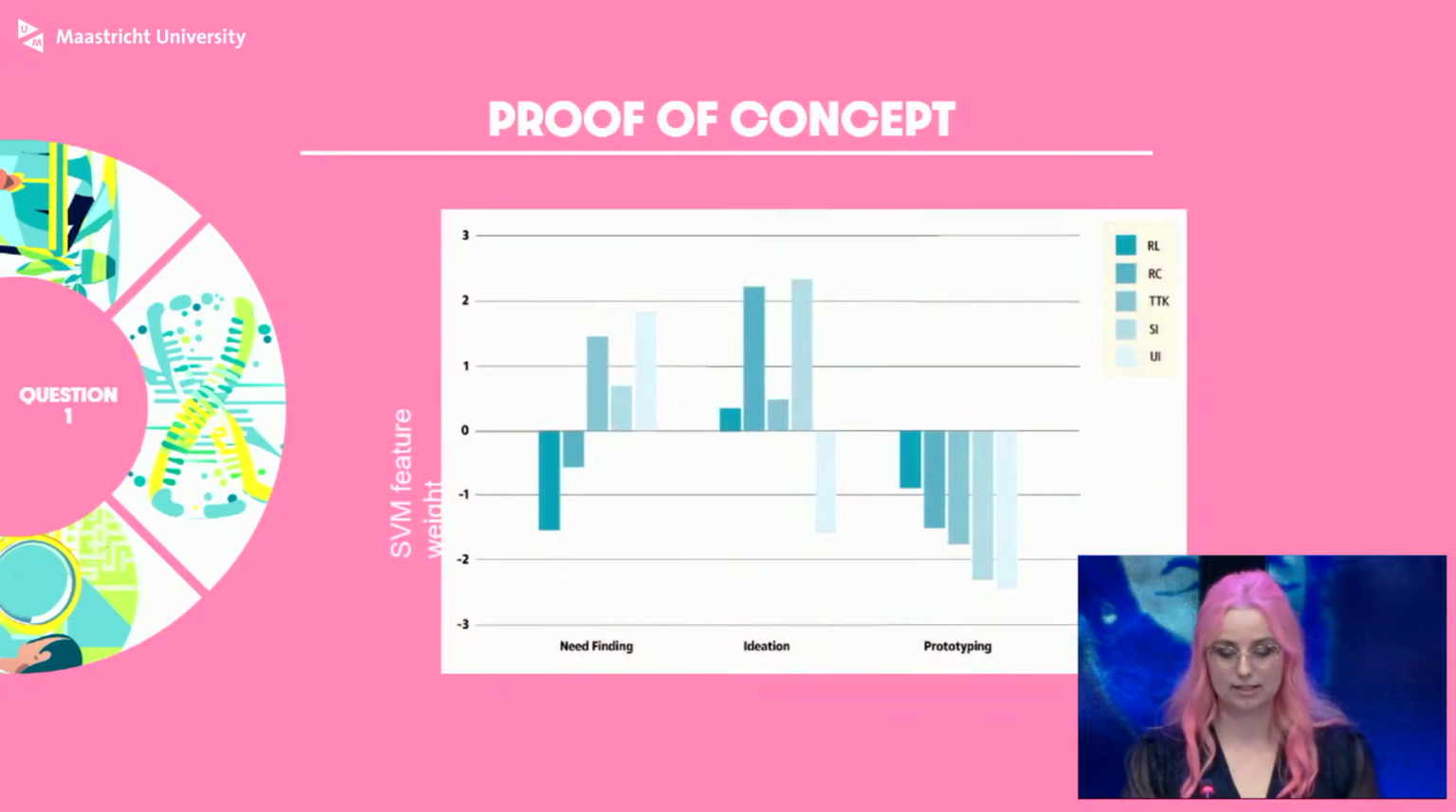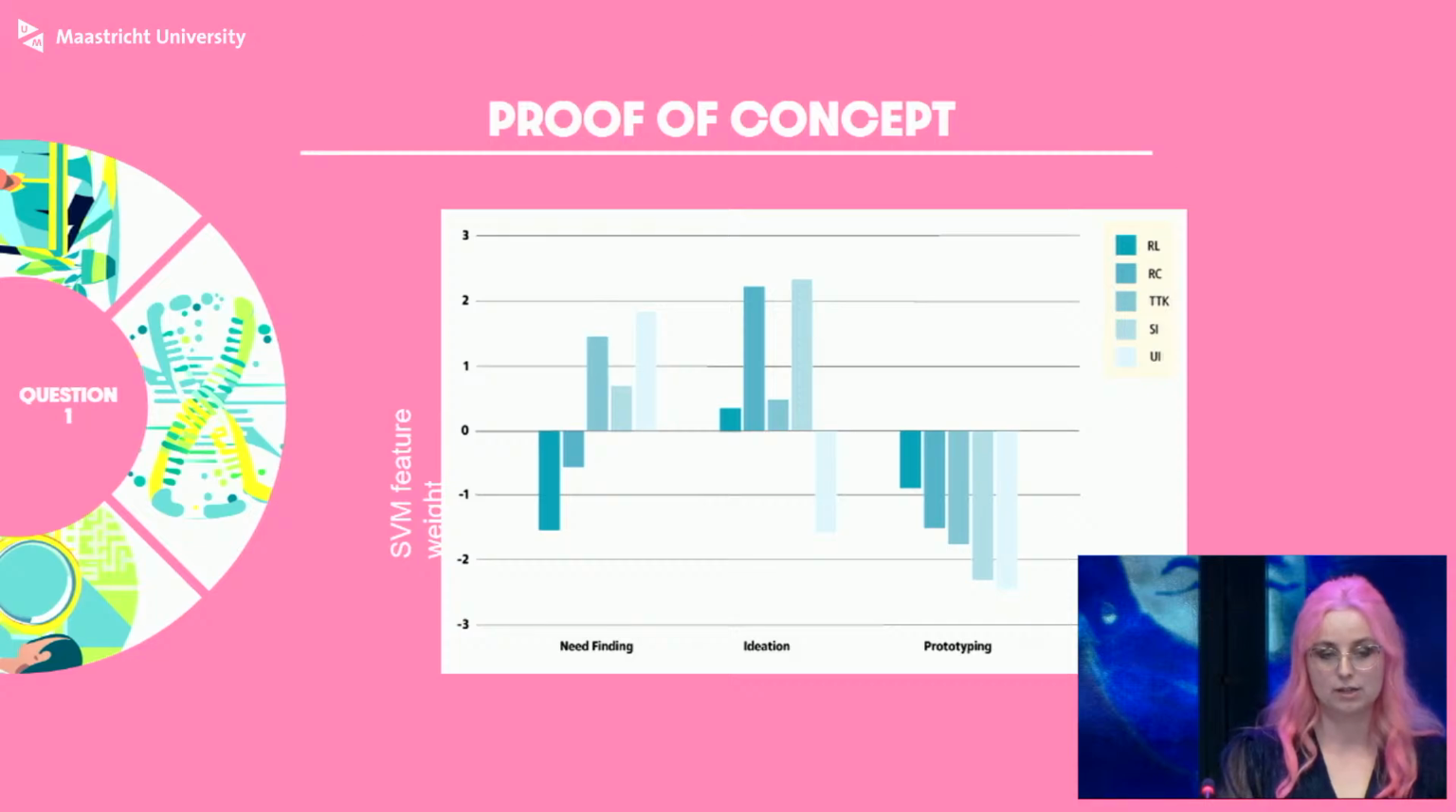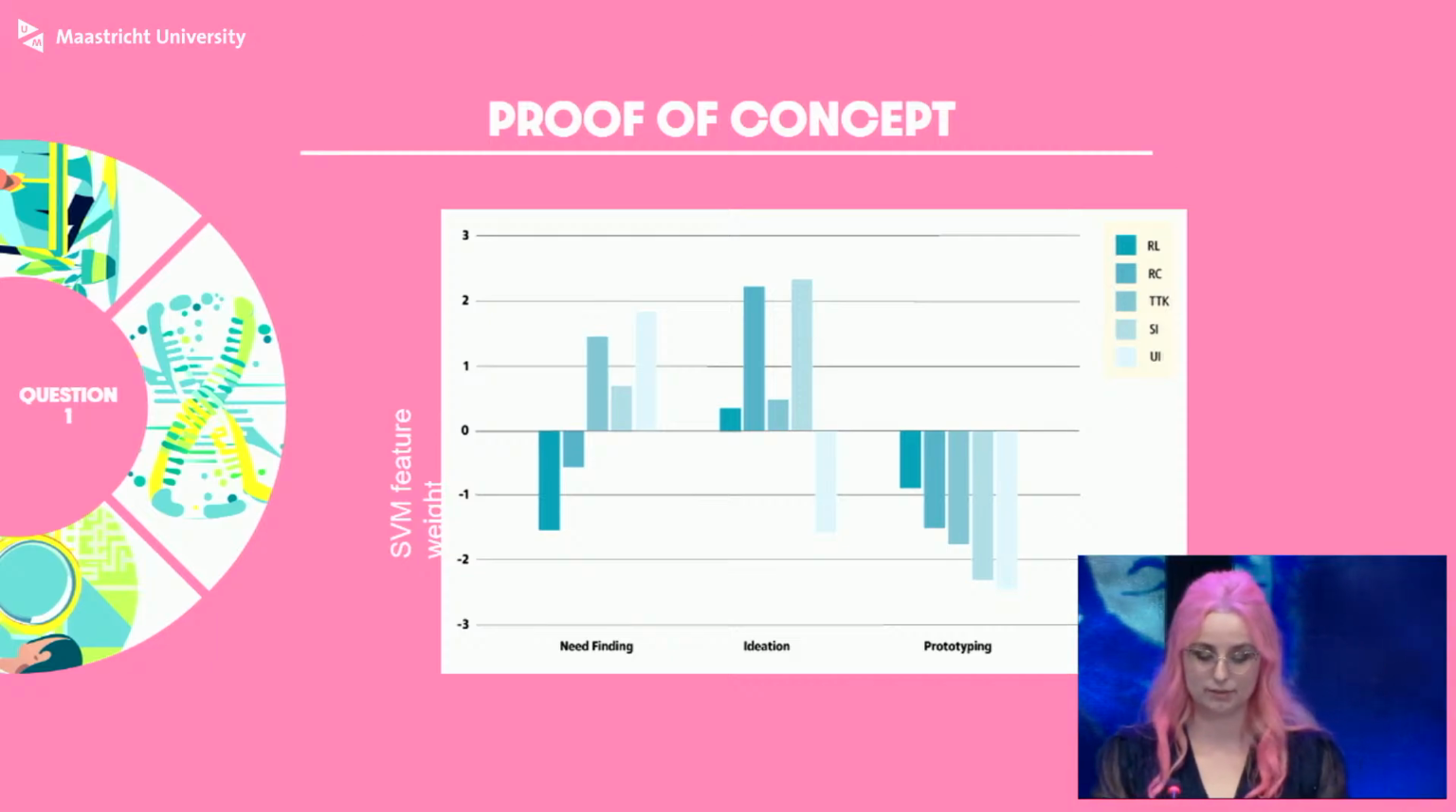Following a single class analysis, we were able to show that these three activities indeed have very distinct social patterns. The graph above shows the feature weight for each feature per activity. The features that were included in this analysis are rotating leadership, rotating contribution, turn-taking, successful interruption, and unsuccessful interruption. The feature weights show how and how strongly, in which direction, a feature is associated with an activity.